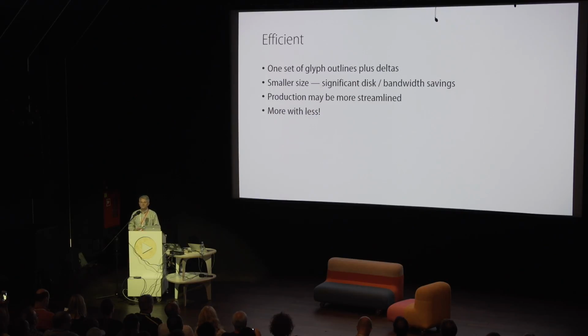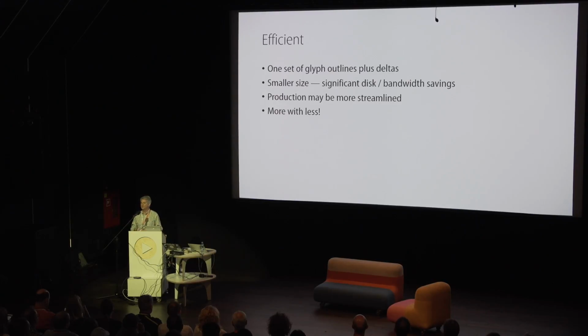Font variations are efficient. Inside the font data, we represent a single set of glyph outlines plus a set of deltas. Deltas for the outlines, deltas for other values in the font. And that gives you a smaller, more efficient representation of the data. You get significant disk footprint benefits, and then also in web font scenarios, better performance in terms of font download and bandwidth considerations. We also think that variable fonts can allow for more streamlined font production.